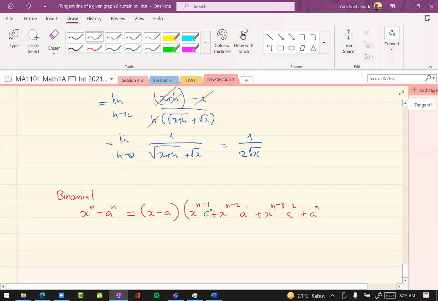You can guess the next term, x to the n minus 4 times a cubed. So the power of x goes down, the power of a goes up. So in the end, you have a to the n minus 1. Okay? So this is what we call the binomial formula.